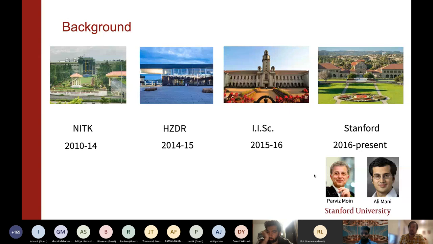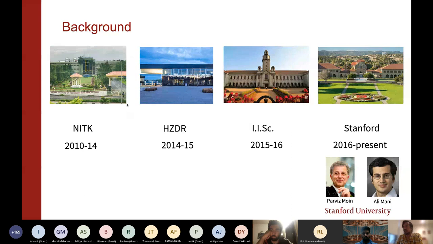So a little bit of background about myself before jumping into the actual talk. I did my undergrad at National Institute of Technology, Karnataka, in India. My major was in mechanical engineering. That's where I got to know about CFD, in my third and final year.